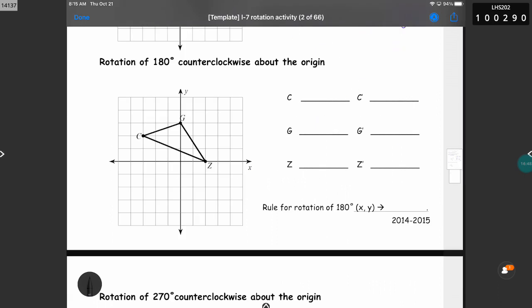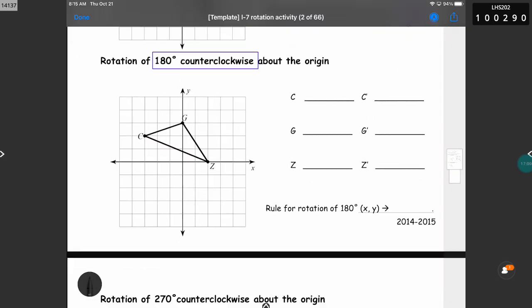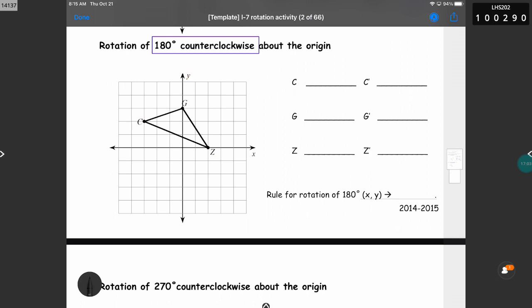We are rotating 180 degrees counterclockwise. Go ahead, trace your x, y, and trace your figure. Remember, you're tracing it on your page protector. So you're here, you're tracing. This would be Z, this would be C, G, I'm sorry, and this would be C.